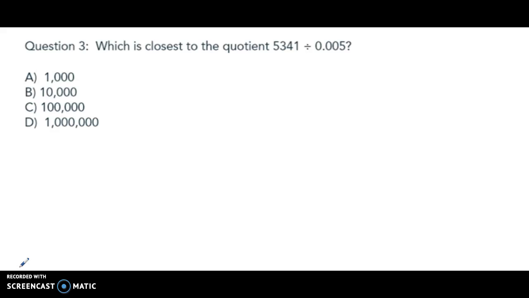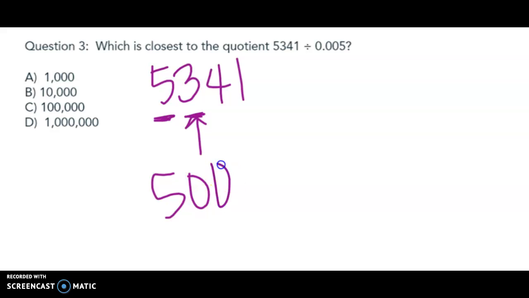place, and that would be about 5,000. Because if I'm looking at 5,341, I'm going to look at the number next to the thousands place. This is the thousands place. I want to look at the 3, and the 3 is lower than 5, or smaller than 5, so we're going to leave it 5,000.